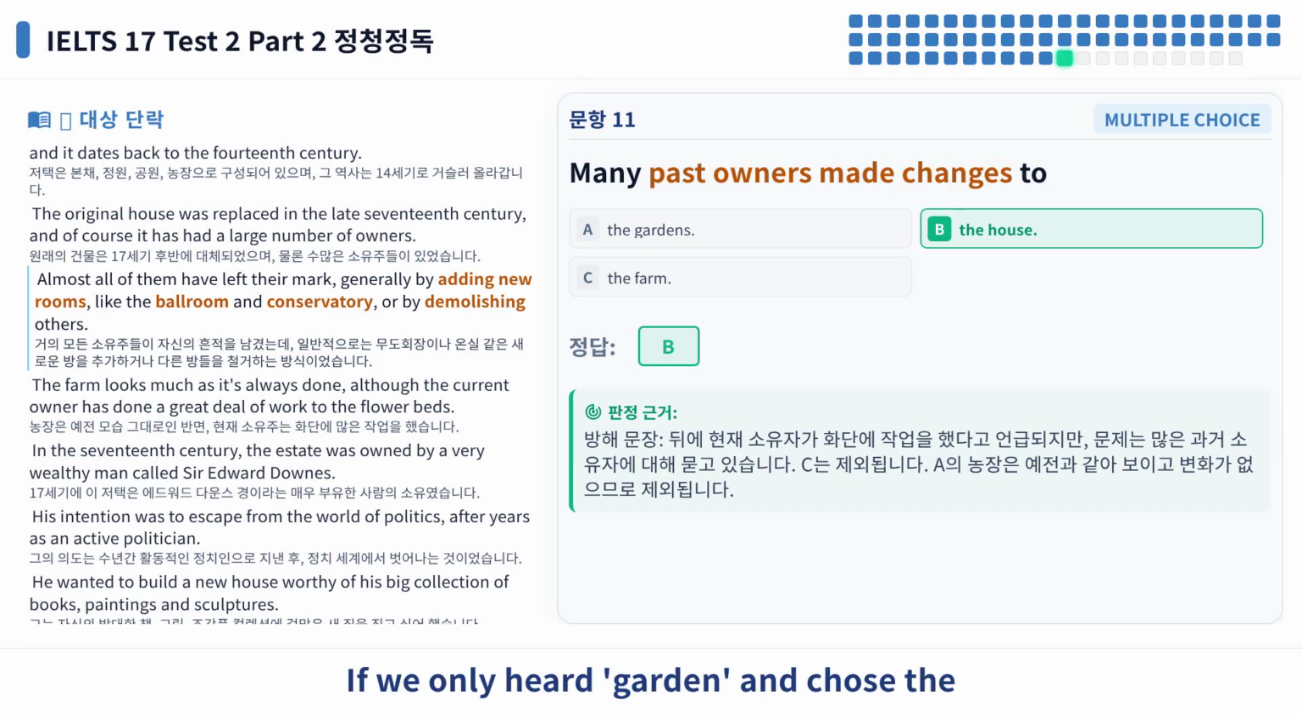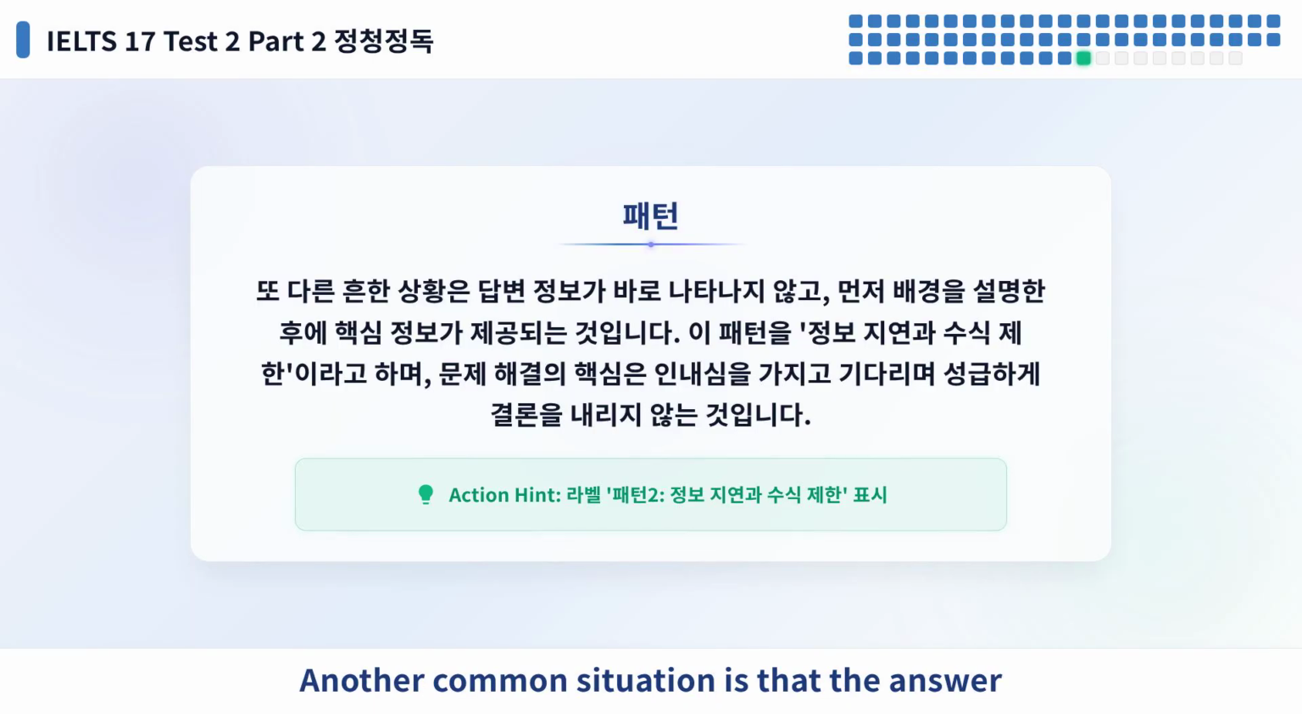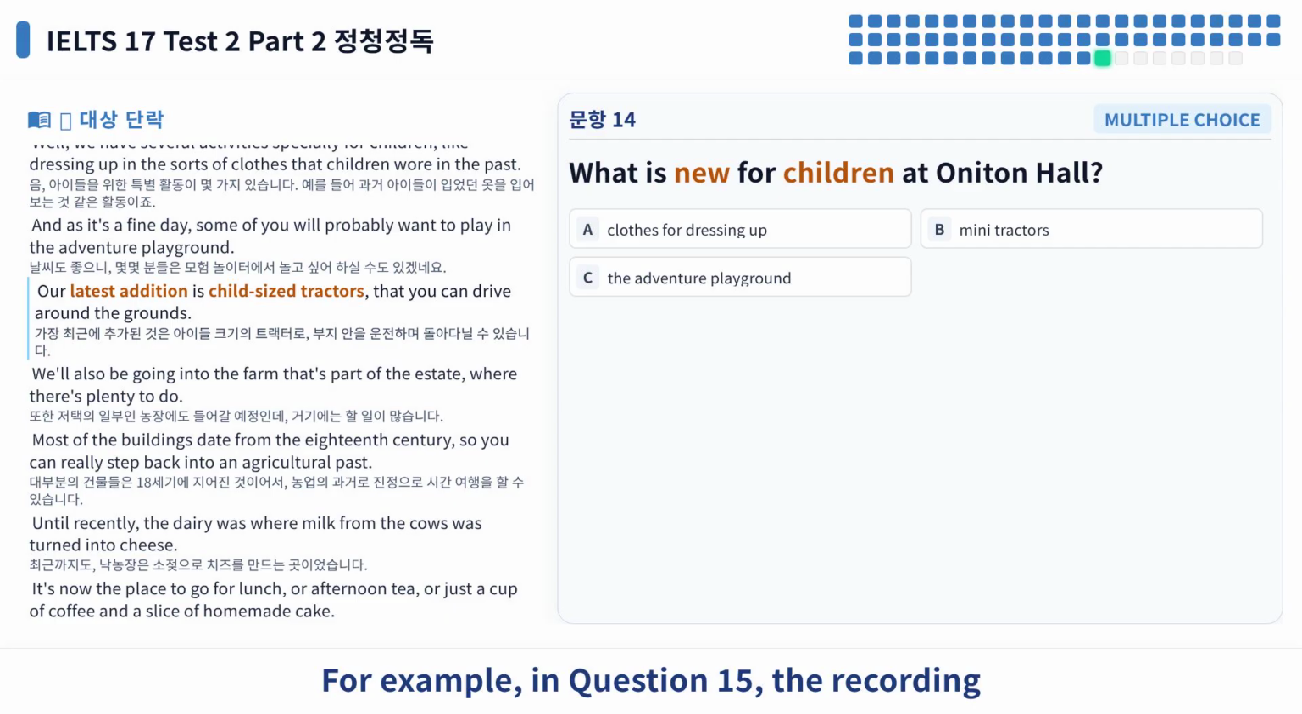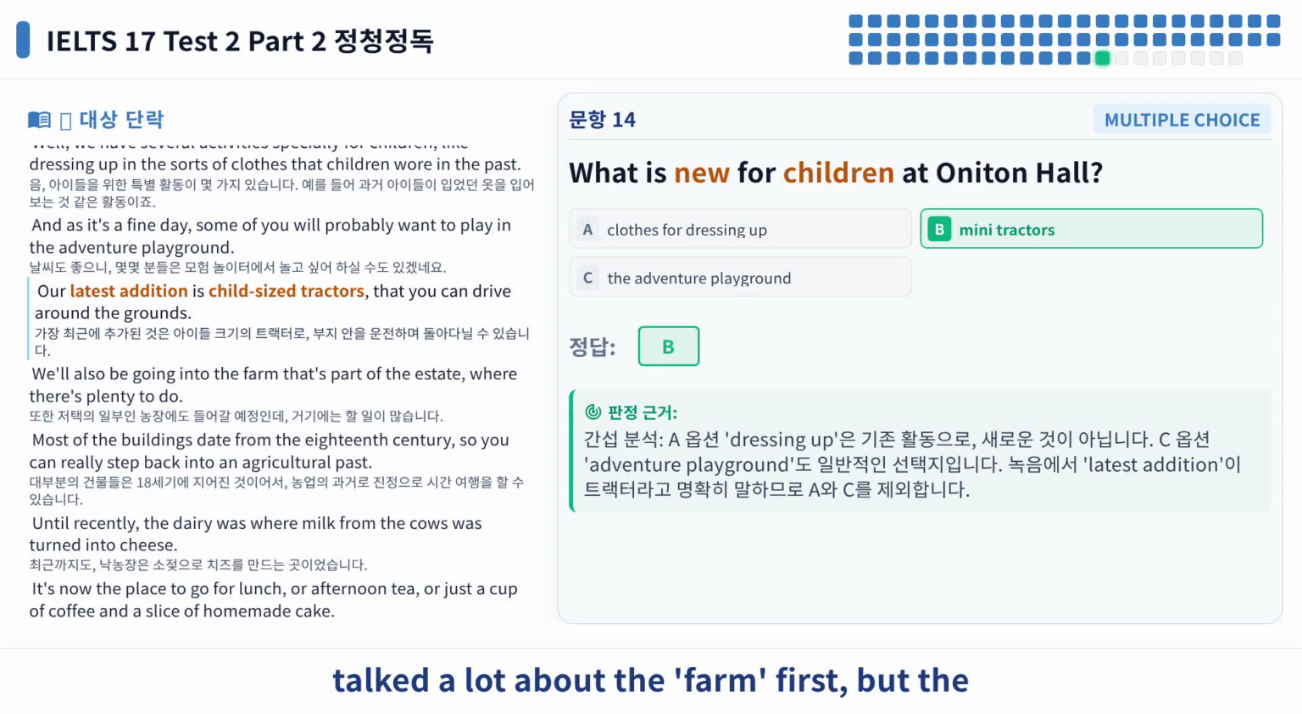Another very important skill is to notice weak pronunciation and connected speech. In IELTS listening, words are often pronounced weakly or joined together. This skill is called weak pronunciation and connected speech. The key is to get used to these sound changes. For example, in question 19, the word greenhouse was spoken very quickly. Green and house were almost joined together, sounding like one word. If we are not familiar with this connected speech, it is hard to catch it.